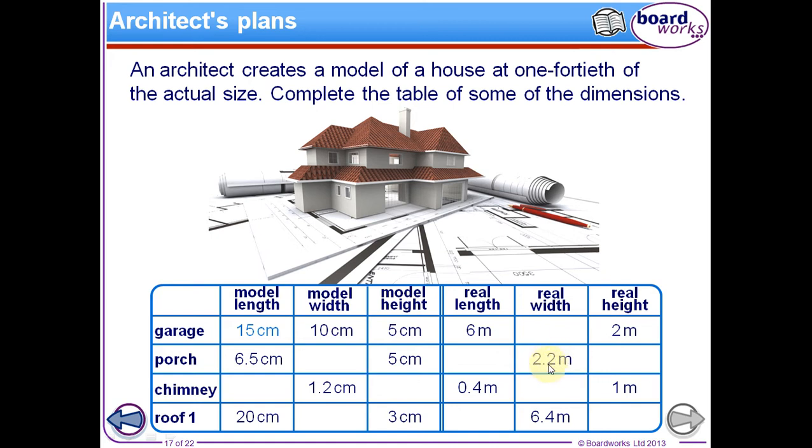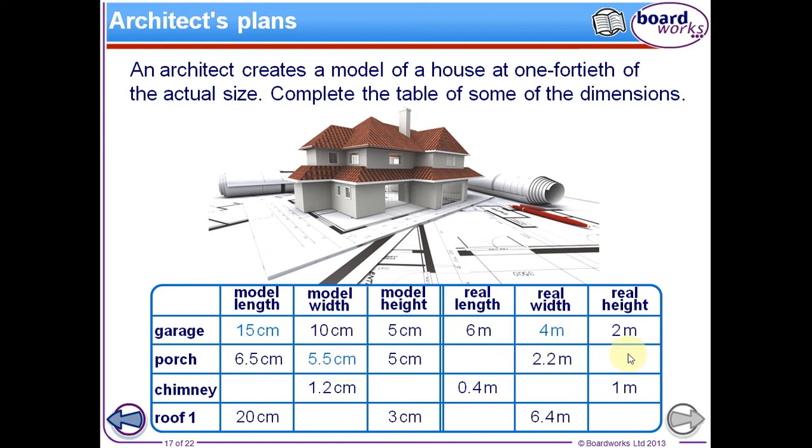But the model is in centimeters, so the first thing is to do 2.2 times 100, because 100 centimeters make a meter. 100 times 2.2 gives 220. Then 220 divided by 40, because you are doing 1/40, will be 5.5. So that's how you are going to complete this task here.